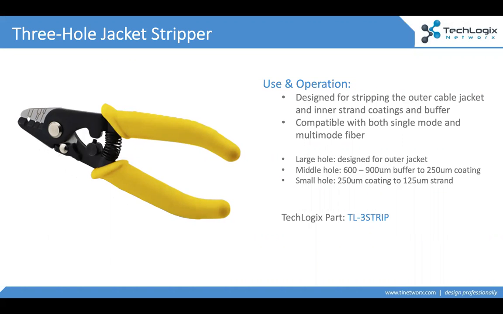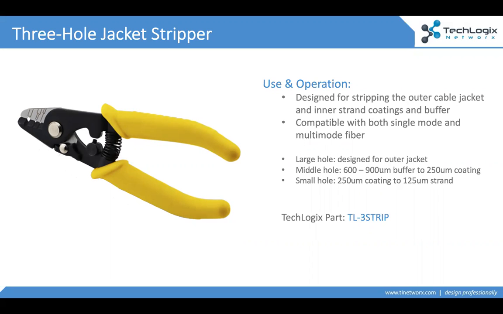So when you get a cable, it comes in an outer jacket. And you've got to get to the inner workings of it, right? The inner strands, the inner glass. And that's where the smaller holes in this 3-hole stripper come into play. The middle hole is what takes off the buffer. You'll see pictures of this here in a minute, but when you take off that outer jacket, you get into the inner strands, and that middle hole is going to strip off the inner coating.